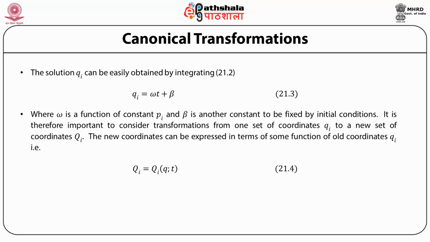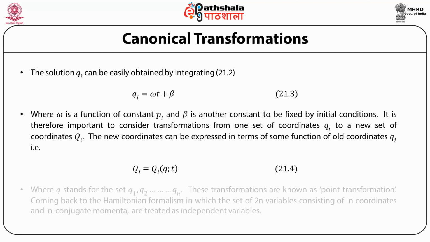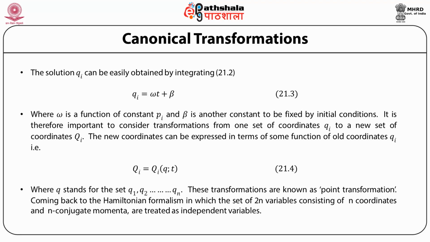It is therefore important to consider transformations from one set of coordinates q_i to a new set of coordinates written as capital Q_i. The new coordinates can be expressed in terms of some function of the old coordinates q_i and the time t. That is, capital Q_i is a function of the old coordinates q_i and the time t, where q stands for the set q1, q2, ..., qn. These transformations are known as point transformations.